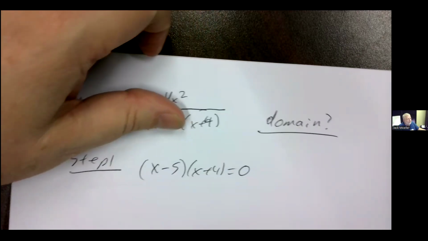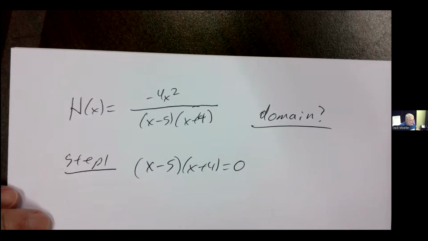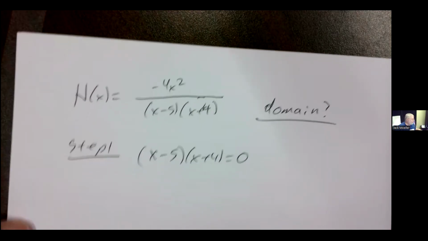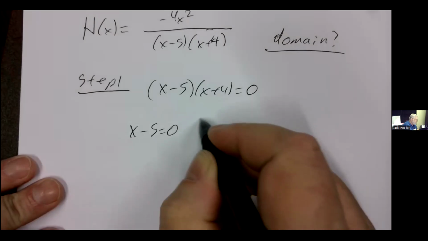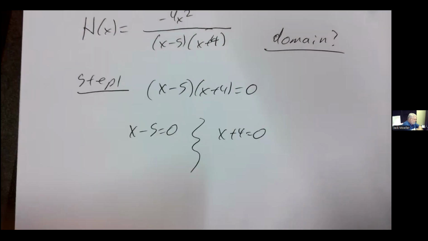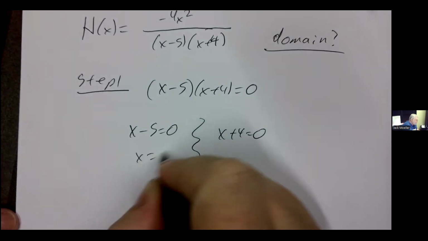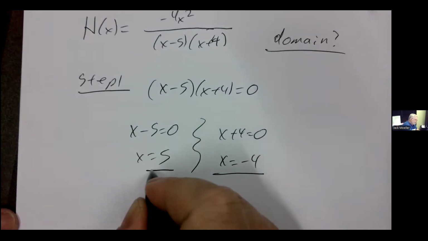This one's nice because we don't have to factor, because it's already factored, and don't FOIL it out, because if you FOIL it out, then you're going to do the quadratic formula, factor it, and get right back to here. So since it's already factored, just set each factor equal to 0. So we get x equals 5 and x equals -4.